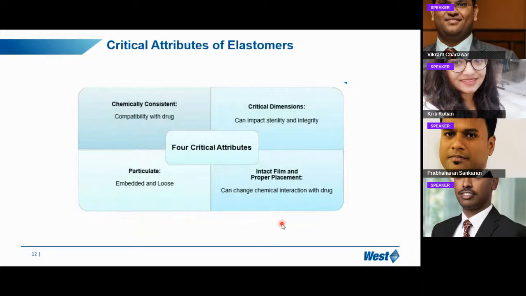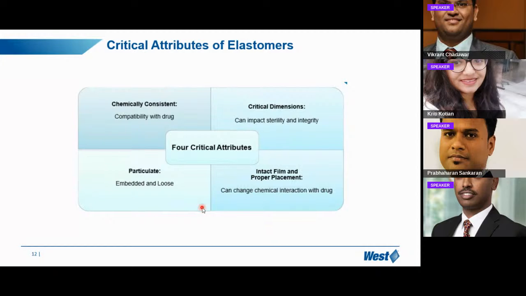So what are the critical attributes of these elastomers? There are four different critical attributes we identified. It should be chemically consistent, meaning it should be compatible with your drug. Whatever drug, whether it is acidic or basic, the rubber stopper should not interact with your drug. That should be compatible. A critical dimension can impact sterility and integrity. Whatever rubber stopper we put on the glass vial or plastic vial should not impact the sterility or integrity of the packaging system.